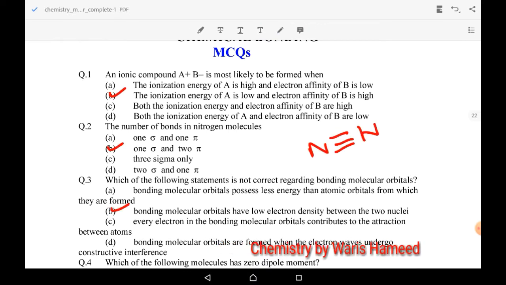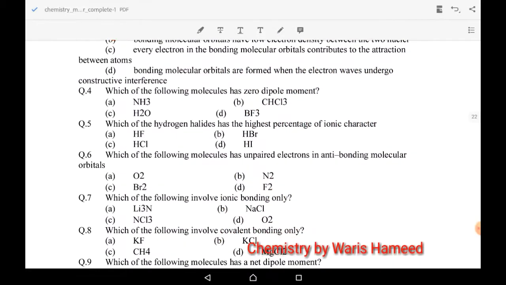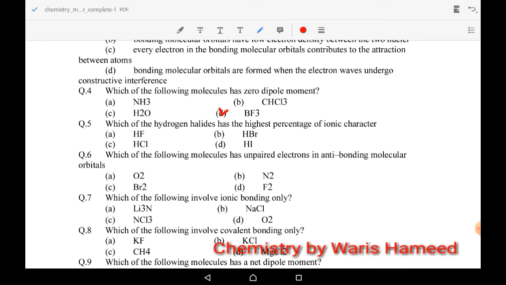Next MCQ. Which of the following molecules has zero dipole moment? BF3 has zero dipole moment. Water has 2 lone pairs, so it's a V-shaped molecule. Ammonia has 1 lone pair, it's pyramidal, and CHCl3 has 3 electronegative atoms attached on 3 sides, so it also has some value for dipole moment.